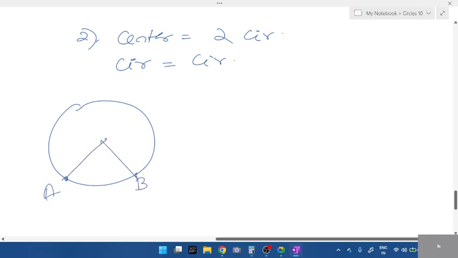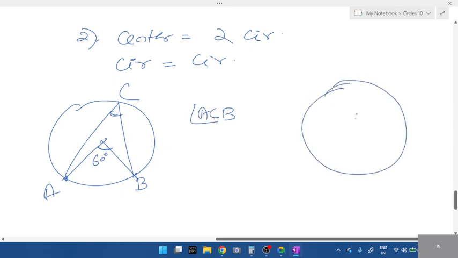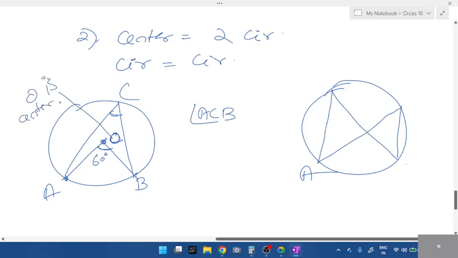Now let us solve few questions based on this. I want you all to write the theorem, student. Find angle ACB. This is first question. So you all should know which theorem to apply. O is the center. Okay, let me write O here. O is the center. Let's try these two questions.